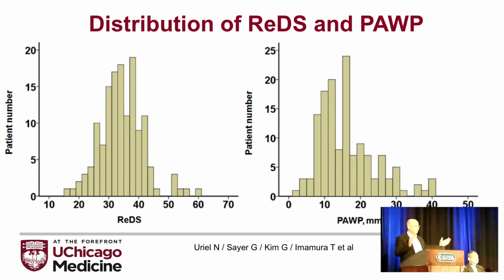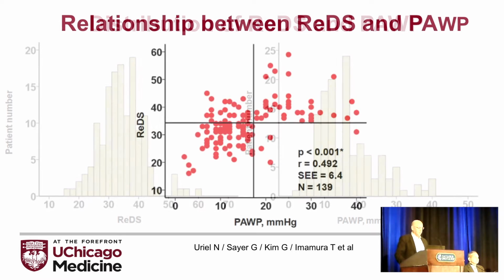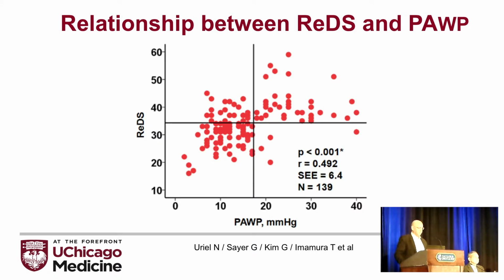We know that overall, of course, this is a rest situation, and some people will say 15 to 18, but overall, most of the heart failure studies look at a pulmonary capillary wedge of above 18 as a cutoff. As you can see here, we have a lot of patients with pulmonary capillary wedge pressure below 18, and also a ReDS below 35. At the same time, we have a lot of patients with pulmonary capillary wedge pressure above 18, meaning elevated filling pressure, and also the ReDS was elevated.